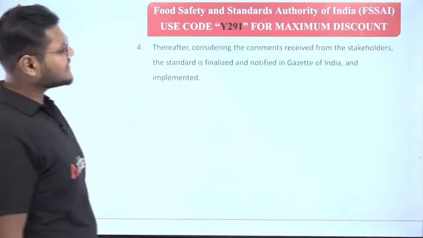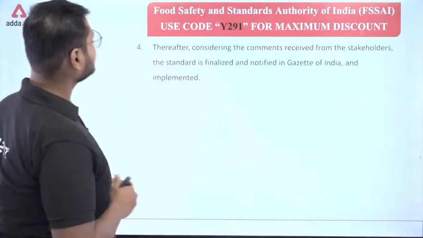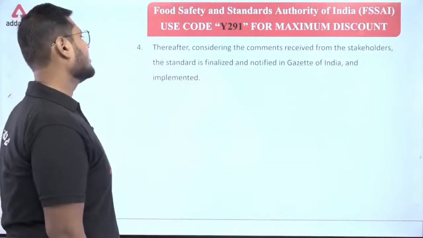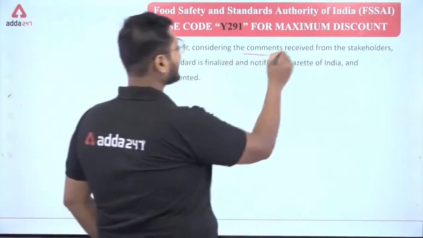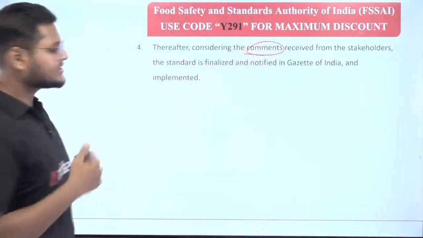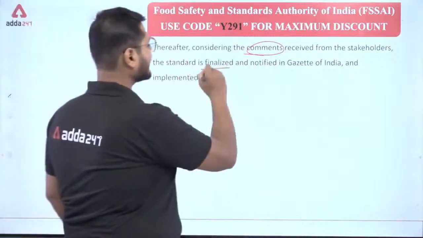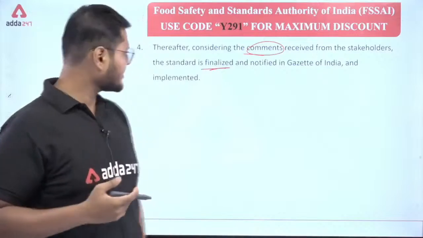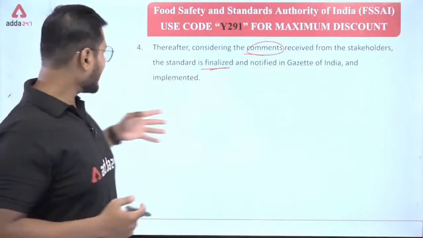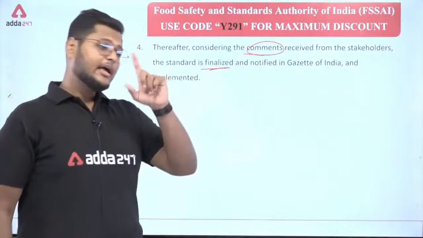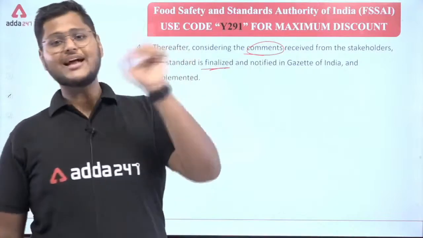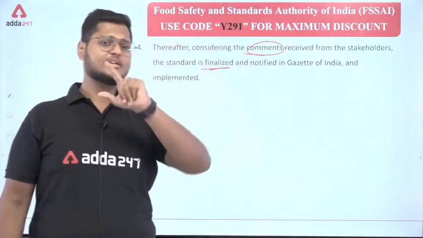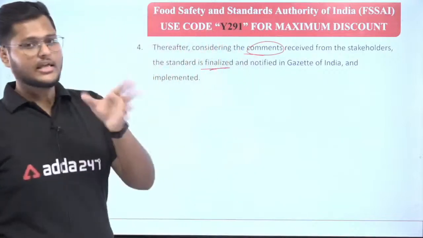Next, thereafter, considering the comments received from the stakeholders, the standard is finalized and notified in the Gazette of India and implemented. Okay, so once the comments are received from the stakeholders, the standard is finalized. Now this is the final standard and it can be implemented and notified in the Gazette of India. Clear? So each and every standard, rule and regulation is notified in the Gazette of India. Keep this in mind.